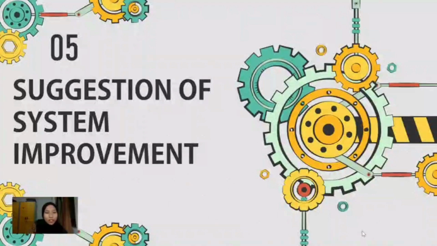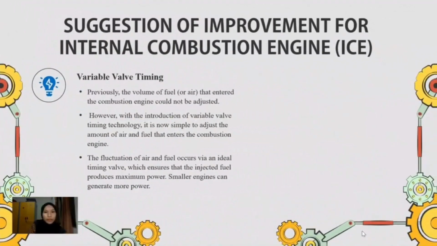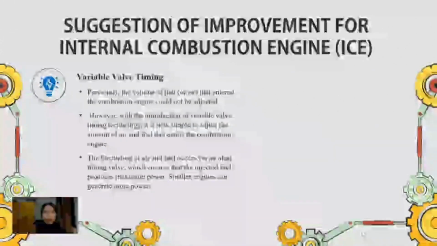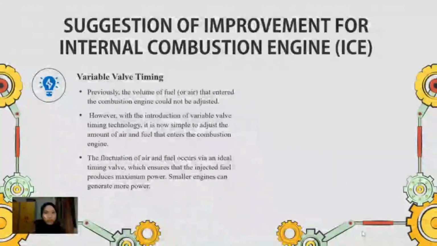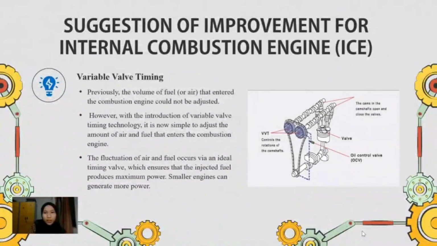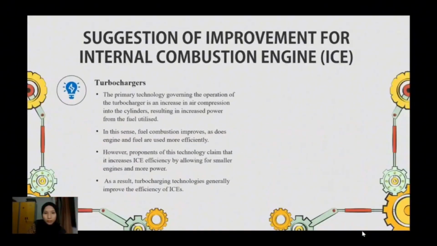Thank you, Zai. Next, suggestion of a system improvement. Suggestion of improvement for internal combustion engine. First, variable valve timing. Previously, the volume of fuel or air that entered the combustion engine could not be adjusted. However, with the introduction of variable valve timing technology, it is now simple to adjust the amount of air and fuel that enters the combustion engine. The fluctuation of air and fuel occurs via an ideal valve timing, which ensures that injected fuel produces maximum power. Smaller engines can generate more power. This is variable valve timing.